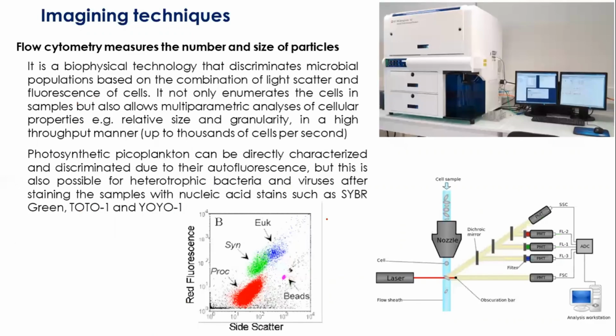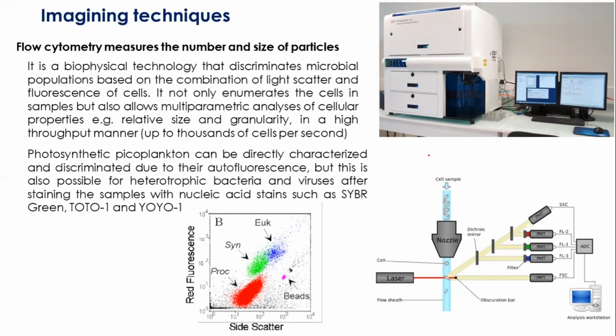Another advancement in the imaging techniques, which has been utilized in the marine environment for close to 30 to 40 years, is the use of flow cytometry. Flow cytometry is a technique that discriminates the microbial population depending on the size, the light scatter, and the fluorescence of the cell. Right. It also helps you to get a single cell from the sample, and that single cell can be utilized for single cell genomics of the marine microbes from the natural environment.